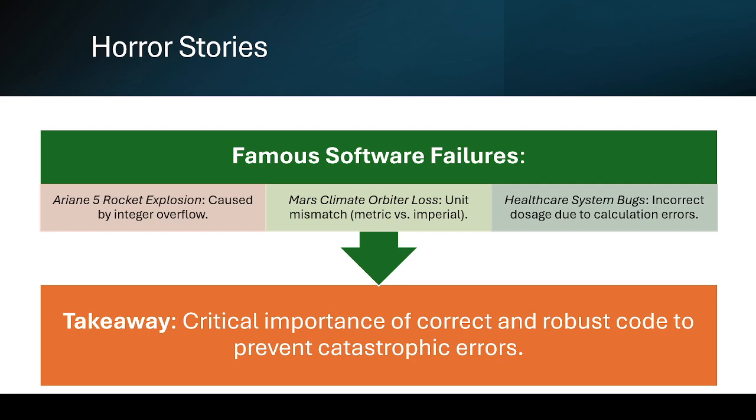Some horror stories. There are some famous software failures. The Ariane 5 rocket explosion, which was caused by integer overflow. The Mars Climate Orbiter loss, which was a unit mismatch, metric versus imperial. And healthcare system bugs, which are incorrect dosages due to calculation errors. So the takeaway is the critical importance of correct and robust code to prevent catastrophic errors.